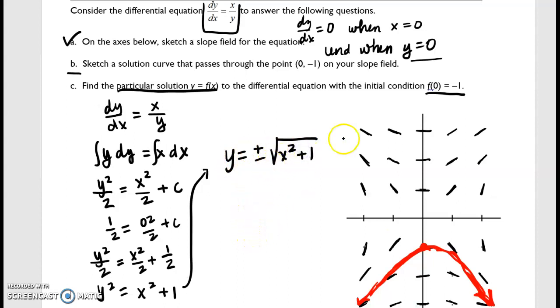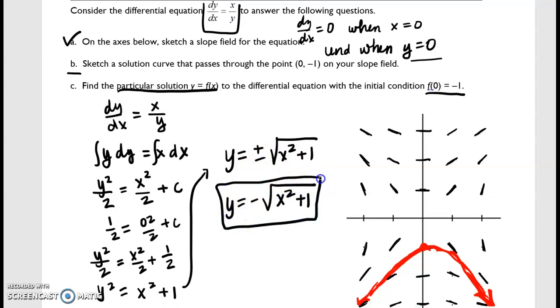And so we need to decide based on our initial condition. I want to be able to plug in 0 and get a -1. So if I plug in 0, 0 squared plus 1, that's just 1. Square root of 1 is 1. I know I'm going to need to choose the negative square root there. If I had chosen the positive square root instead, that graph would be up here, not at 0, -1.